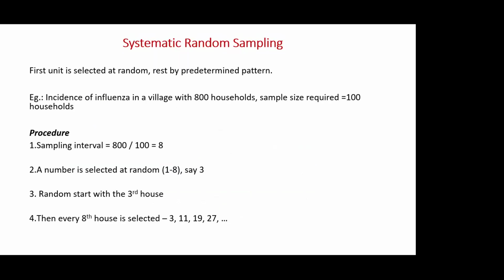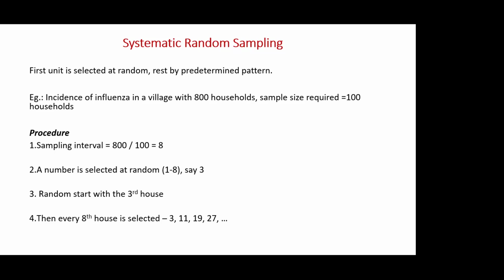The first unit is selected randomly. Often the question comes: if you are systematically selecting, where is the randomness? Here, the first unit or the first person who is selected is selected randomly. The rest is a predetermined pattern. Let's see how we do it. Say I want to study the incidence of influenza in a village with 800 households and the sample size is 100. With this data, I need to find the sampling interval.